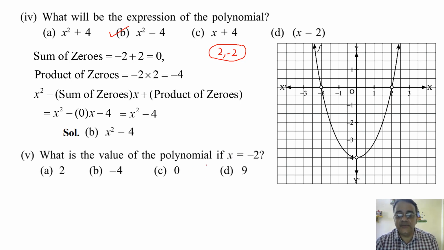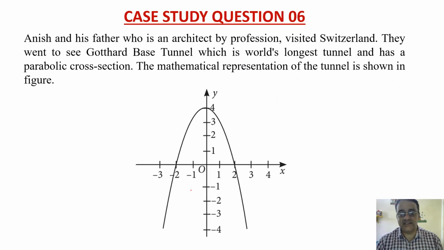Now we are moving toward question number 5. What is the value of the polynomial if x is equal to -2? Since -2 is already a zero of it, what will the value of the polynomial be? 0. Right. So the answer is C.